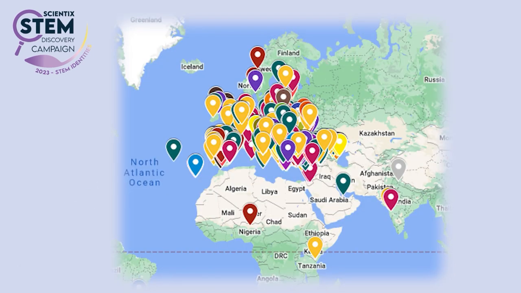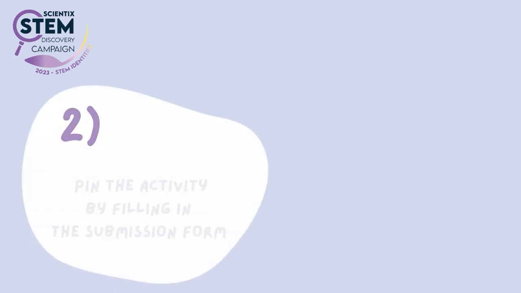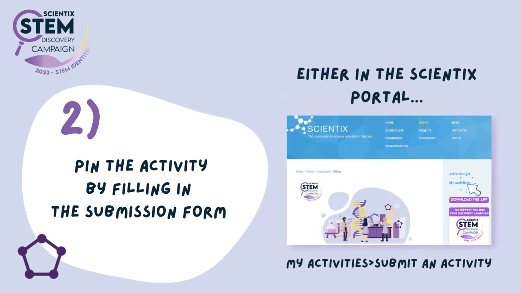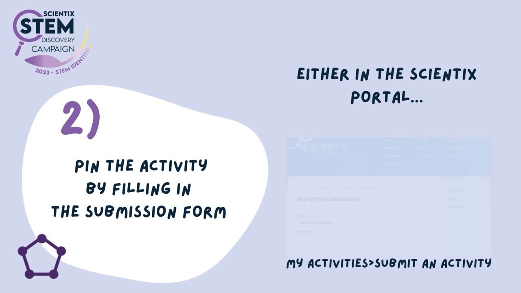This video will explain how to submit your STEM activity to be included on the STEM Discovery Campaign map. First, you need to be registered in the Scientix portal. If you're not, click on Create Account and follow the instructions. To submit your activity, fill in the submission form, which you can do in two ways. Either on the Scientix web portal by clicking My Activities. You'll find that button in the top right corner of all STEM Discovery Campaign pages. Then click on Submit Activity and fill in the information as instructed.